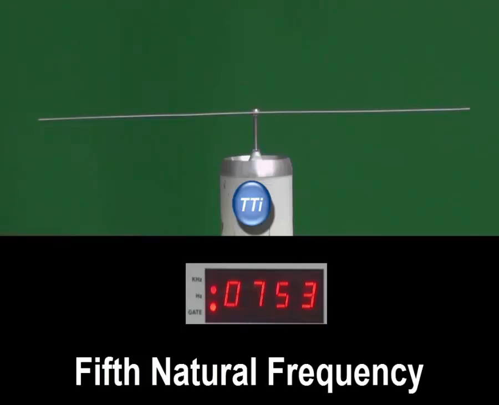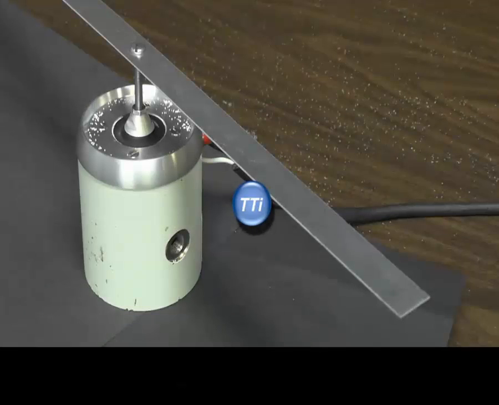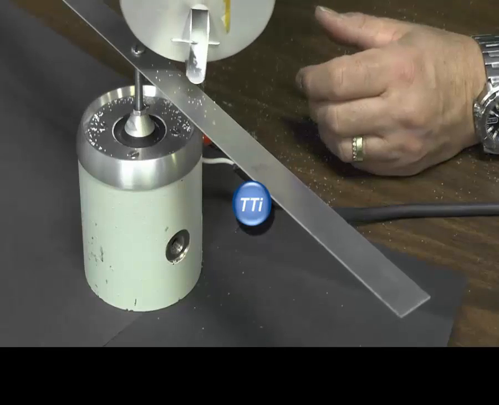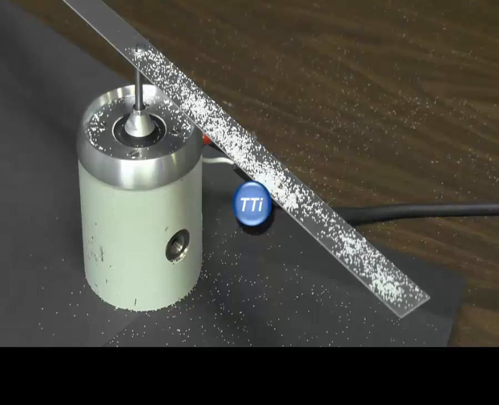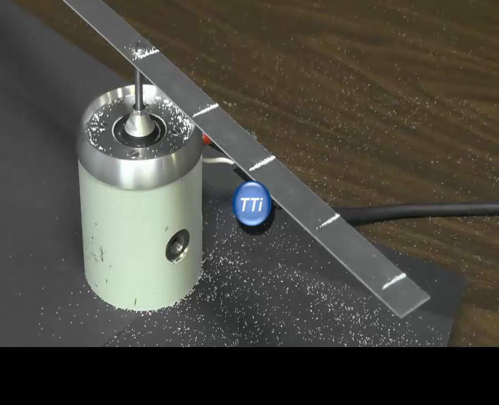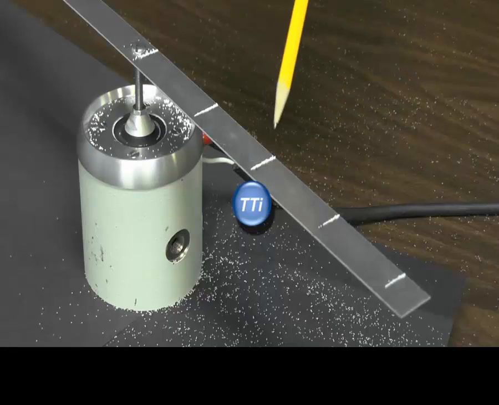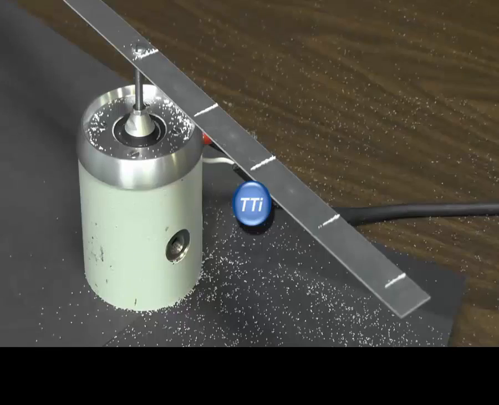Let's look at a different way that we can find the node lines. What we're going to do is put some salt onto the beam, sprinkle it along the beam, and then as I turn the power back onto the shaker, we're hoping to see the salt move away from the points that are moving and settle where the node lines are. Here we go. And so there are node lines very clearly displayed. 1, 2, 3, 4. The 5th natural frequency.